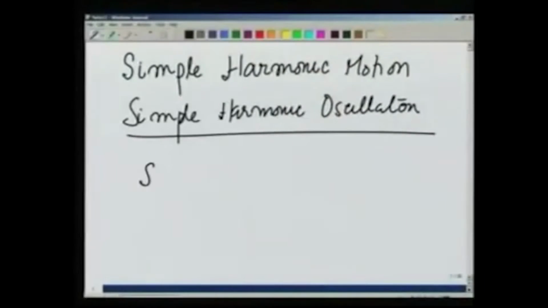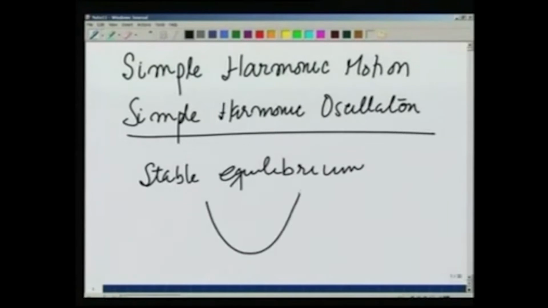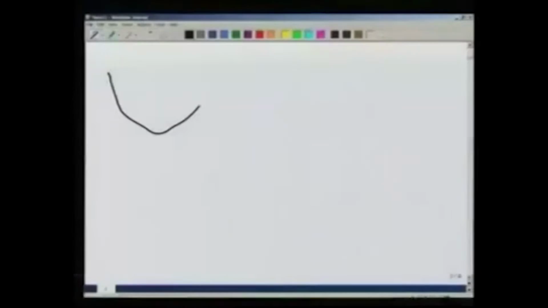Whenever a particle is in a stable equilibrium, that is, it is at the bottom of some kind of a well, so that when it moves, it always comes back to its equilibrium position, then I can expand the potential energy about that point. This could be any shape. About this point, let us call this point x0, and I am focusing on one dimension.